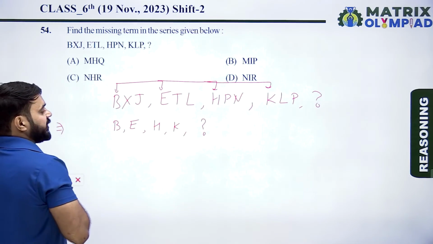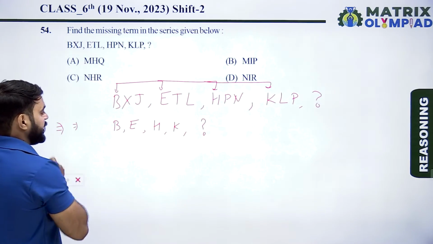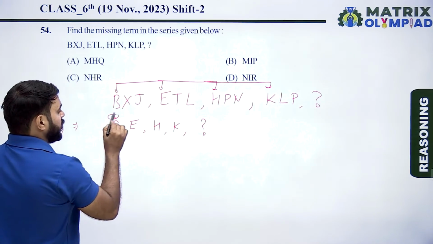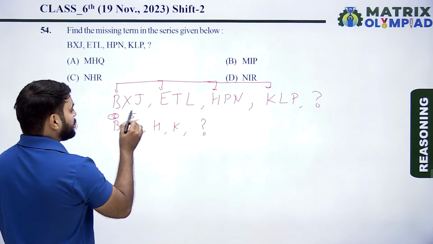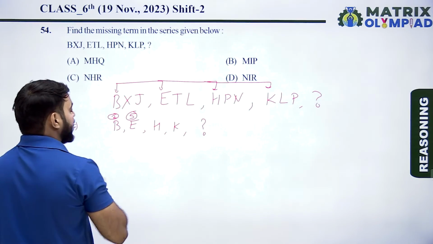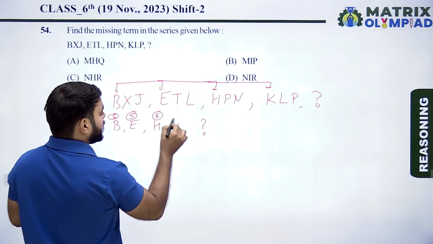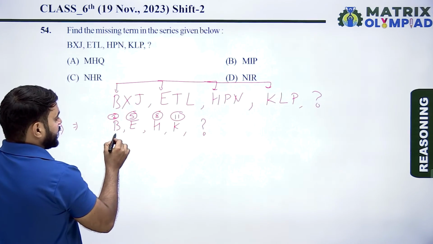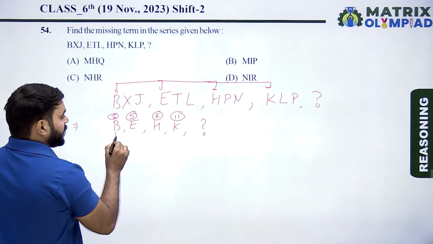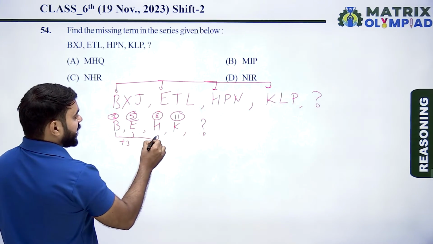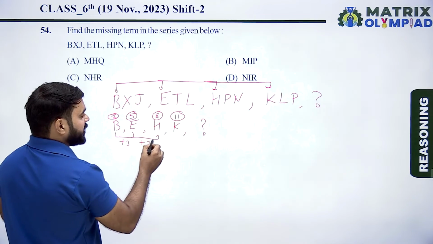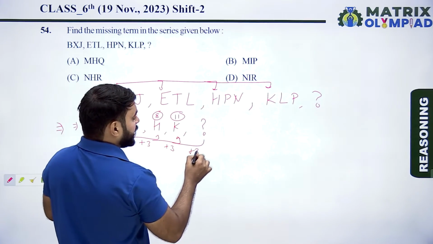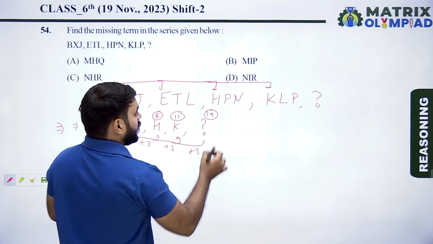So find the pattern of this alphabet series. The position of B in the English alphabet is 2. The position of E is 5. The position of H is 8. The position of K is 11. So the pattern is 2, 5, which means plus 3. 5 plus 3 means 8. 8 plus 3 means 11. Now 11 plus 3 means 14. So N.